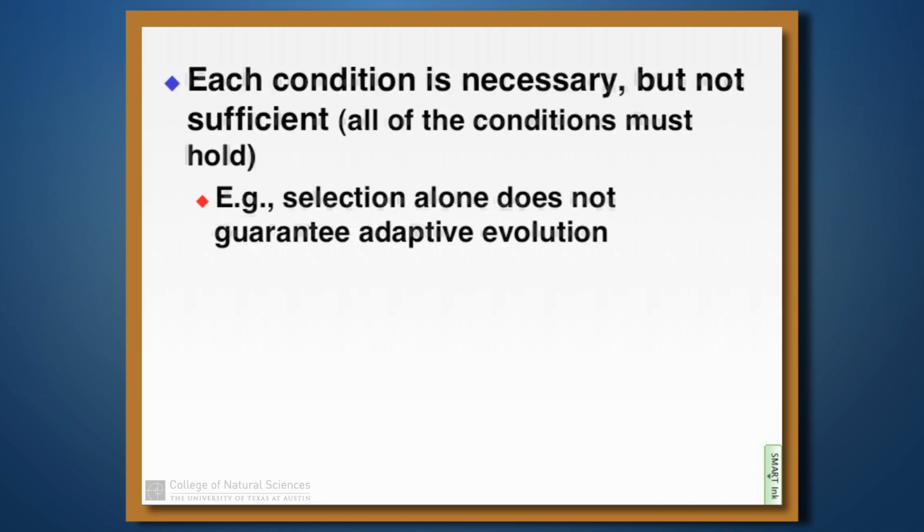Okay. These 4 conditions that we talked about are all necessary, but each one on its own is not sufficient. In other words, all 4 of those aspects of evolution via natural selection must be there, or you will not necessarily have adaptive evolution. So, for example, you can have selection but without any adaptive evolution taking place.